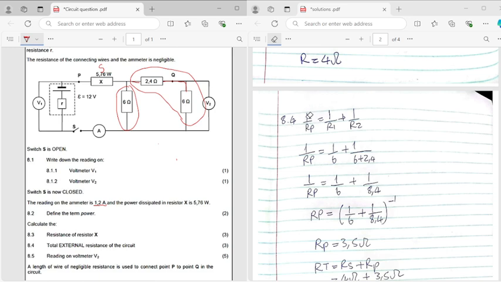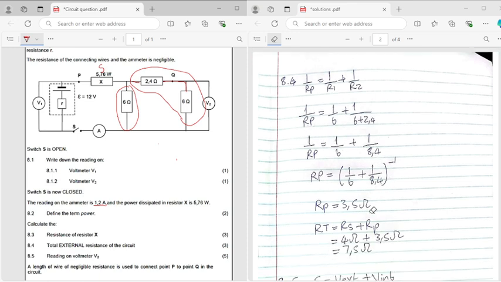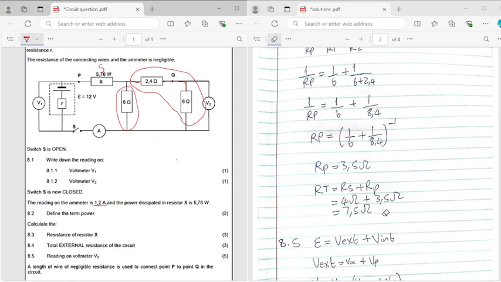We're going to calculate the parallel side first. We're going to say 1 over Rp equals 1 over R1 plus 1 over R2. In this case R2 represents the sum of these two, right? 2.4 plus 6 ohm. And then once we have that, we do everything to the power of minus 1, because remember we are looking for Rp, not 1 over Rp. After doing that, this is what we get: 3.5 ohm, right?